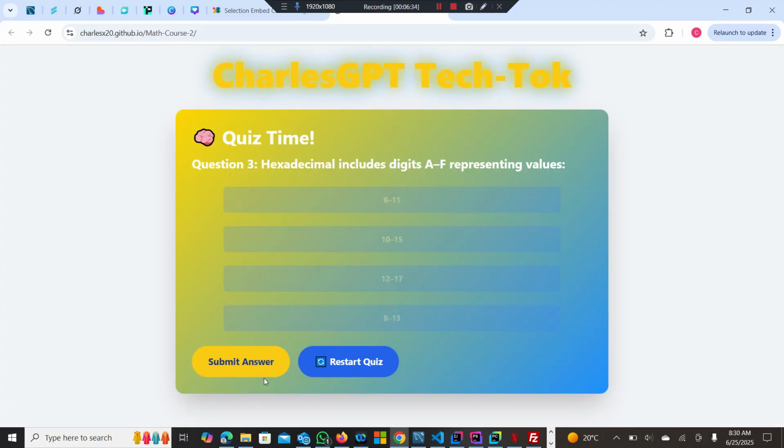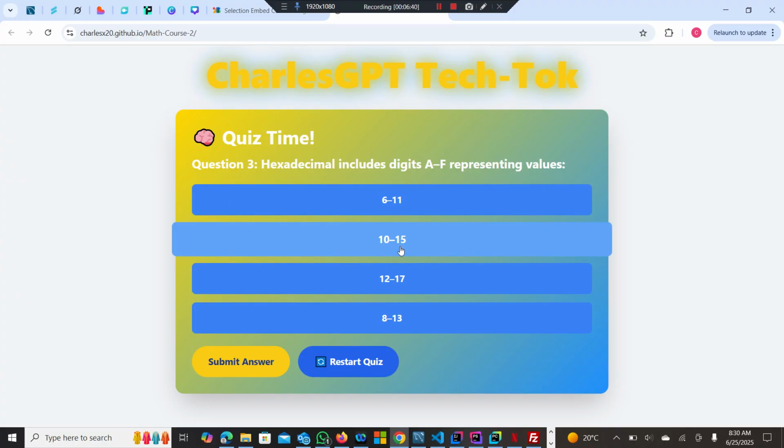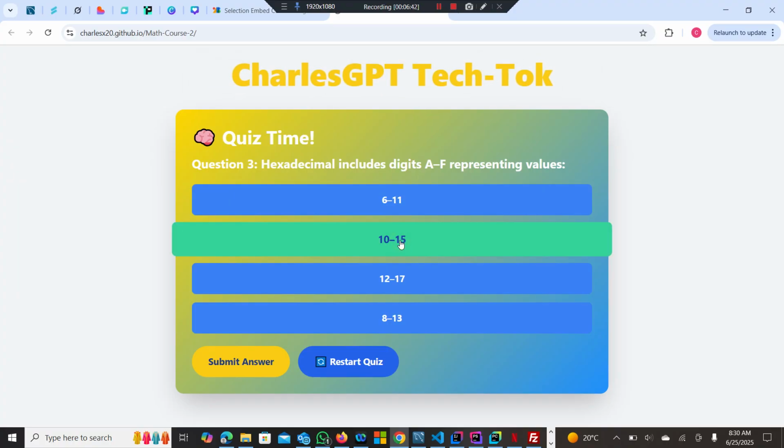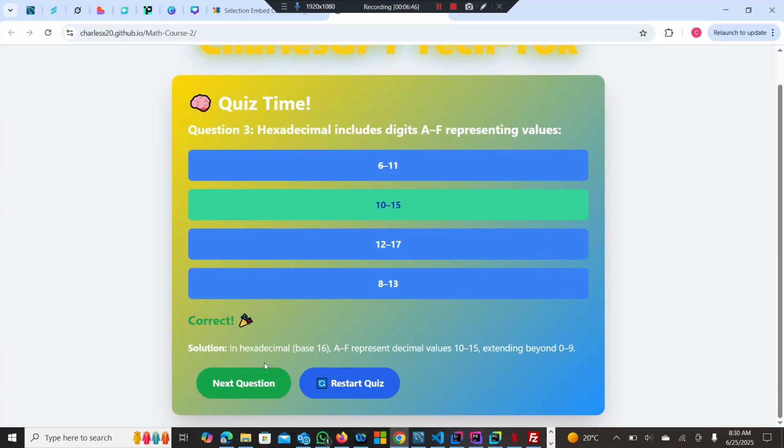Okay. So the next question would be: hexadecimal includes digits A to F representing values. As we said earlier, A to F represent values 10 to 15. So you sum it. Cool. So you see the solution and explanation for the video. In hexadecimal base 16, you read the solution and get the reason why it goes like that.